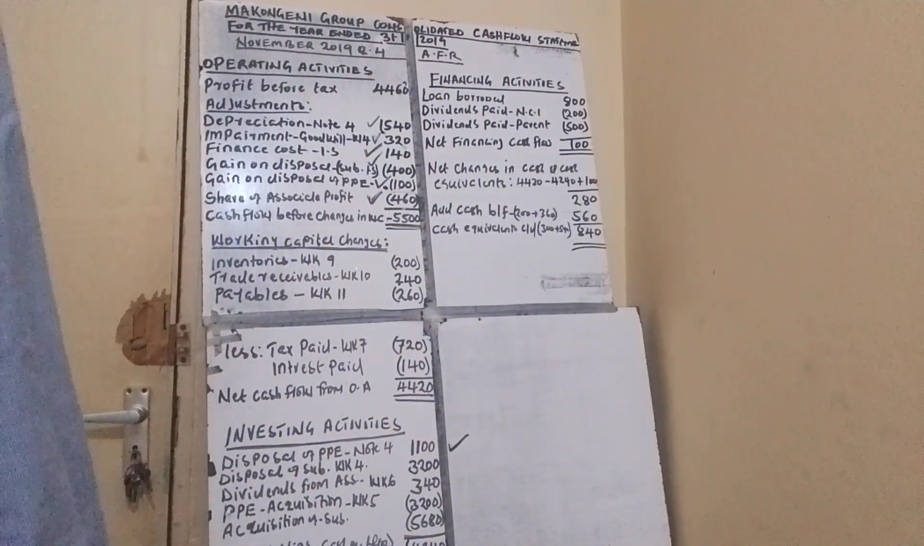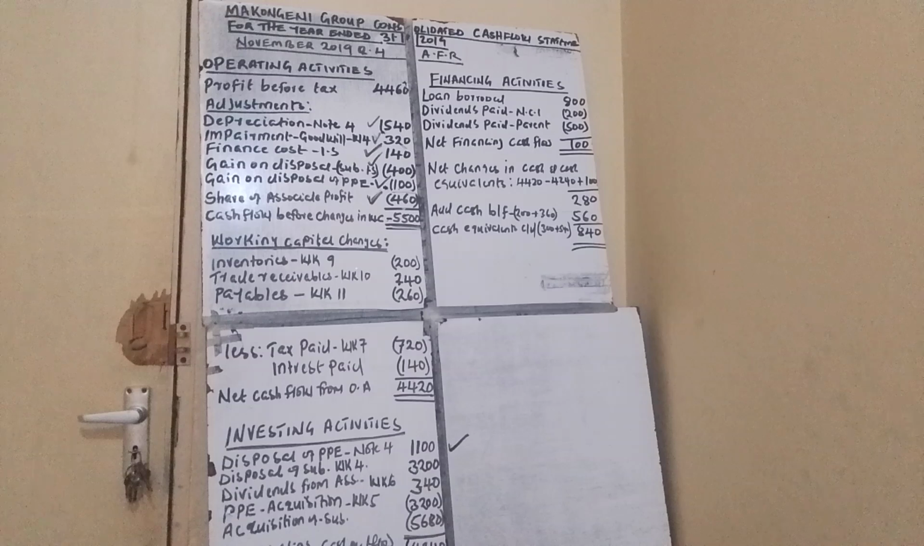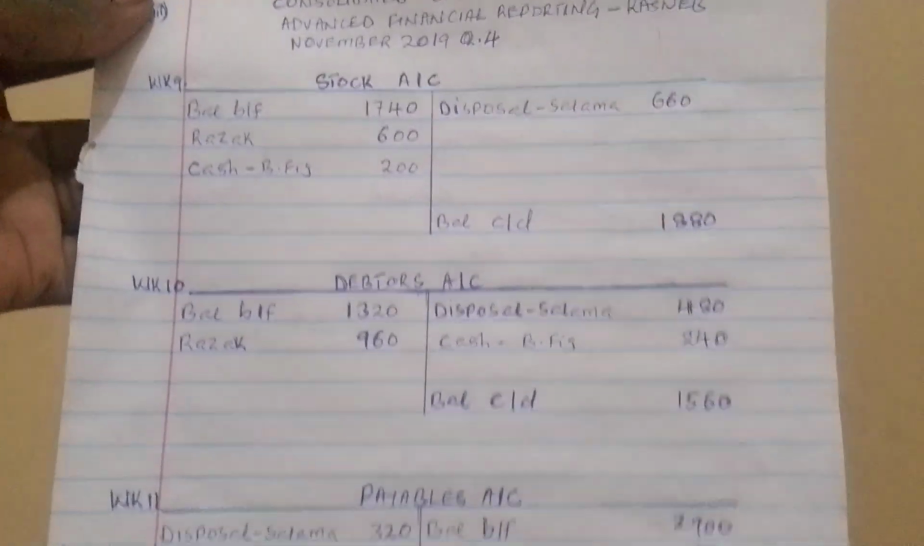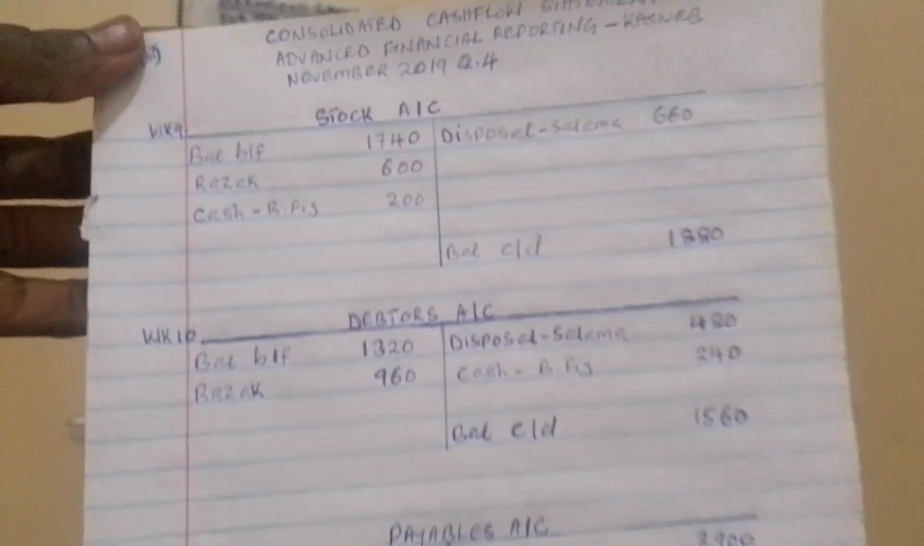Now, remind yourself about how to prepare the T accounts. Now, these three, I think I should not waste much time there. Not necessarily wasting time, but spending more time. I think that sounds more professional.